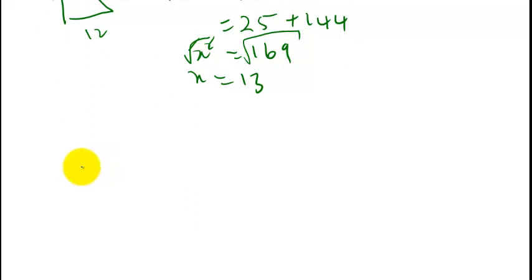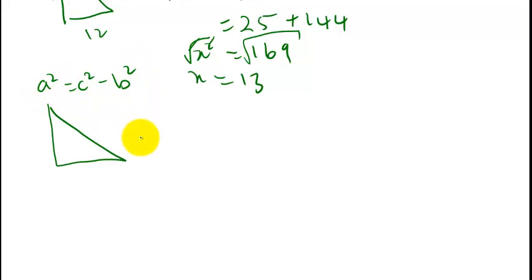But what if I didn't want to find the hypotenuse? What if I wanted to find the shorter side? I hate this. It's a squared equals c squared take away b squared. Yeah, pretty much. Or just swap it over: c squared minus b squared. That's pretty much what happens.